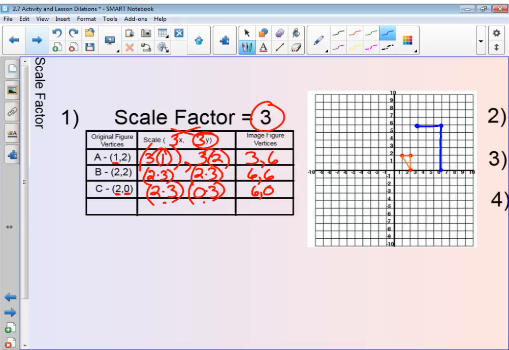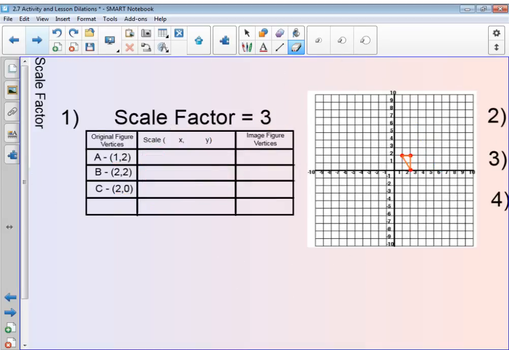Connect these. Okay, there's my triangles. They are similar triangles. They're the same shape. It's just one is larger, or 3 times larger, than the other one. So blue is 3 times larger than the red triangle.